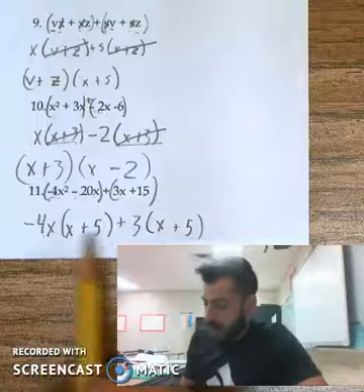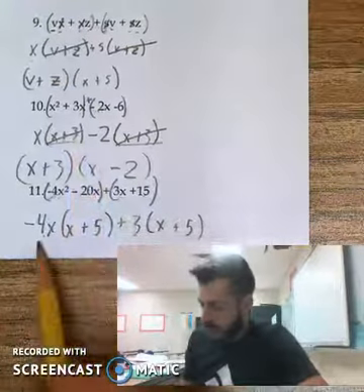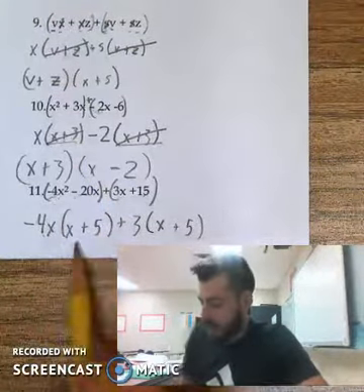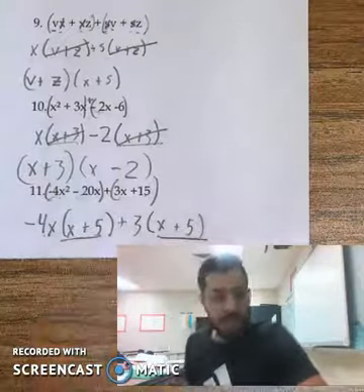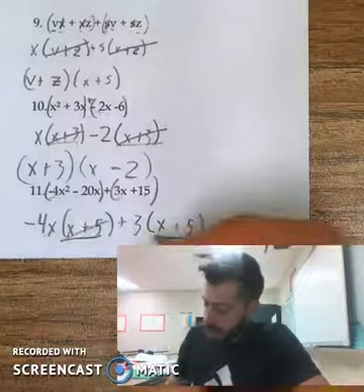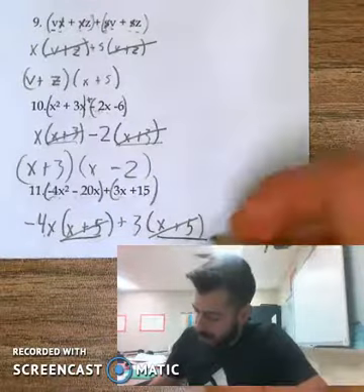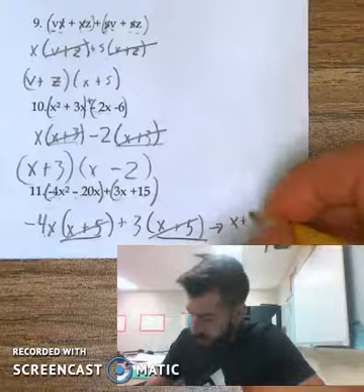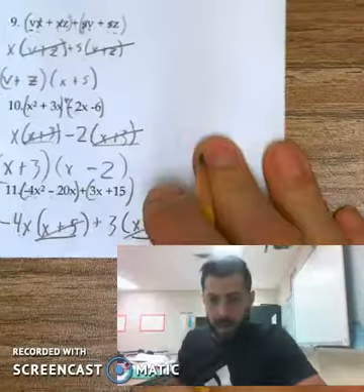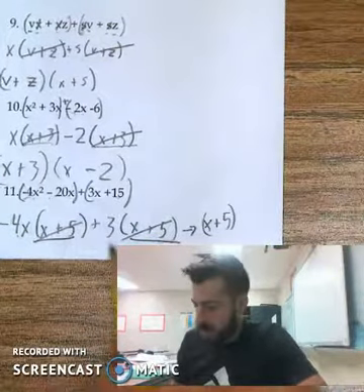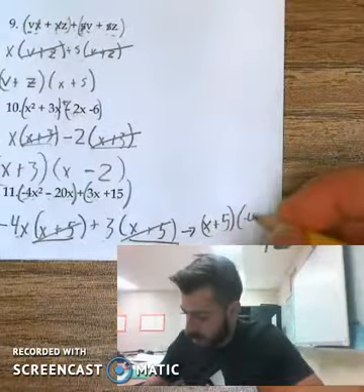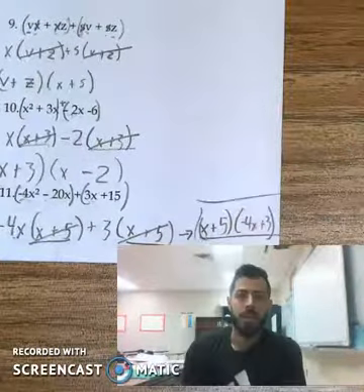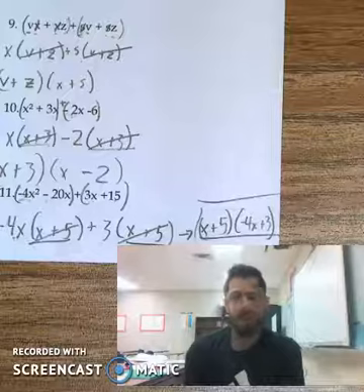And again, just like in the previous two problems, we now have a situation where we know we can factor out a common binomial, x plus 5. So we can do that, factor out x plus 5. I'm going to do it over here. And we'd be left over with negative 4x plus 3. There you have it. That's factoring four-term polynomials in a nutshell.